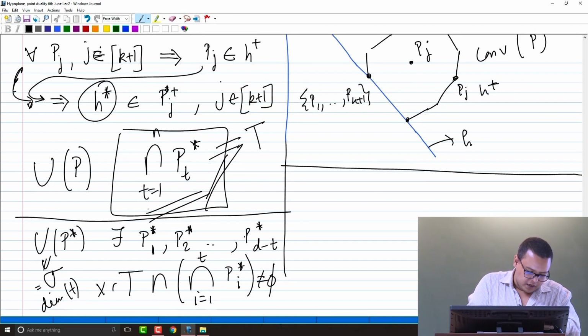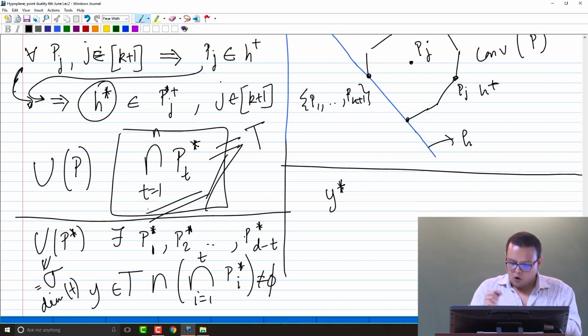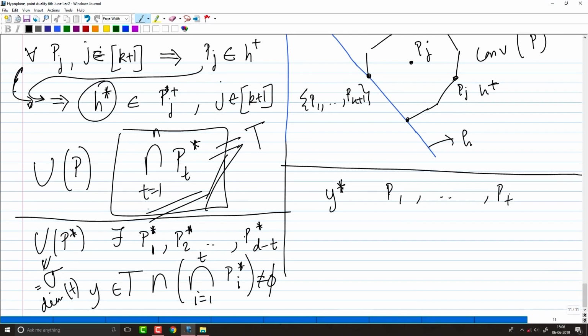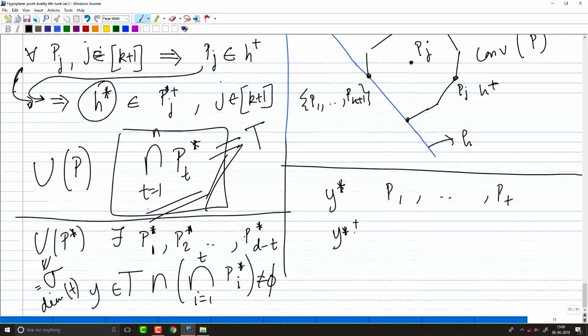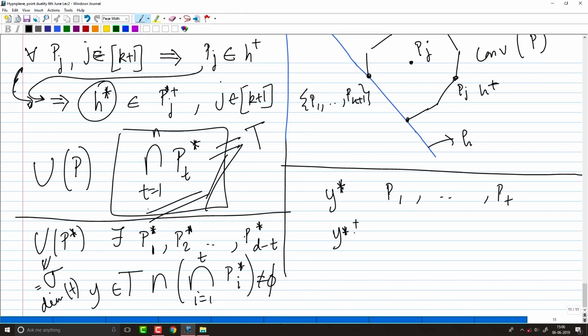Take a point here. This H star, X star, not X, let's say Y. This Y star will be the corresponding hyperplane on which these points P1 to Pt will lie. And the positive side of Y star will contain the rest of the points. Then you will get the plane. Okay? Good.